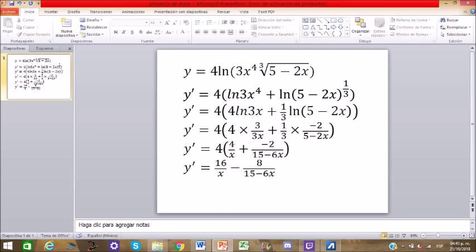Now the final step is simply multiplying the 4 that we have aside by both terms. So 4 times 4 equals 16 over x, minus 2 times 4, which equals negative 8. So in the end, we should get as a final answer 16 over x minus 8 over 15 minus 6x.